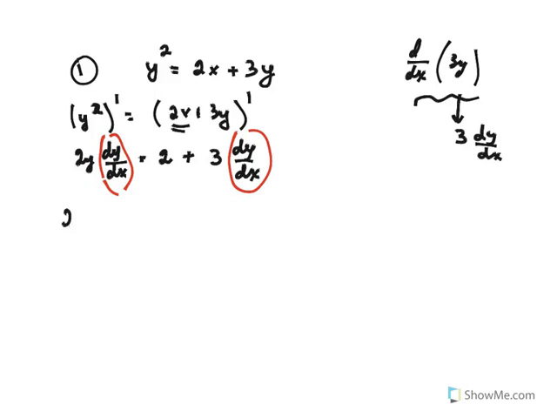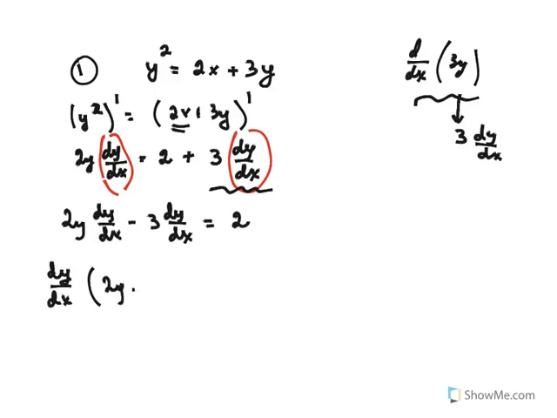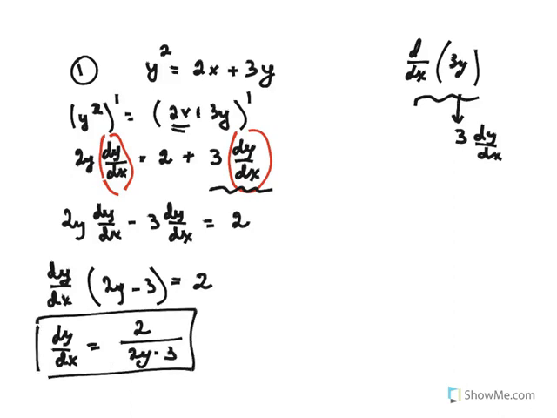So what am I going to do? I'm going to move this guy right here to the left, which means subtract 3 dy/dx from both sides, and have 2 on the right side. Now we can factor out dy/dx, and we get 2y minus 3. And now in order to find dy/dx, we simply divide both sides by 2y minus 3. Now we're done. I hope this makes sense. Let me show you another example. Let's say we have 2x plus e to the power of y equals x squared minus y squared.